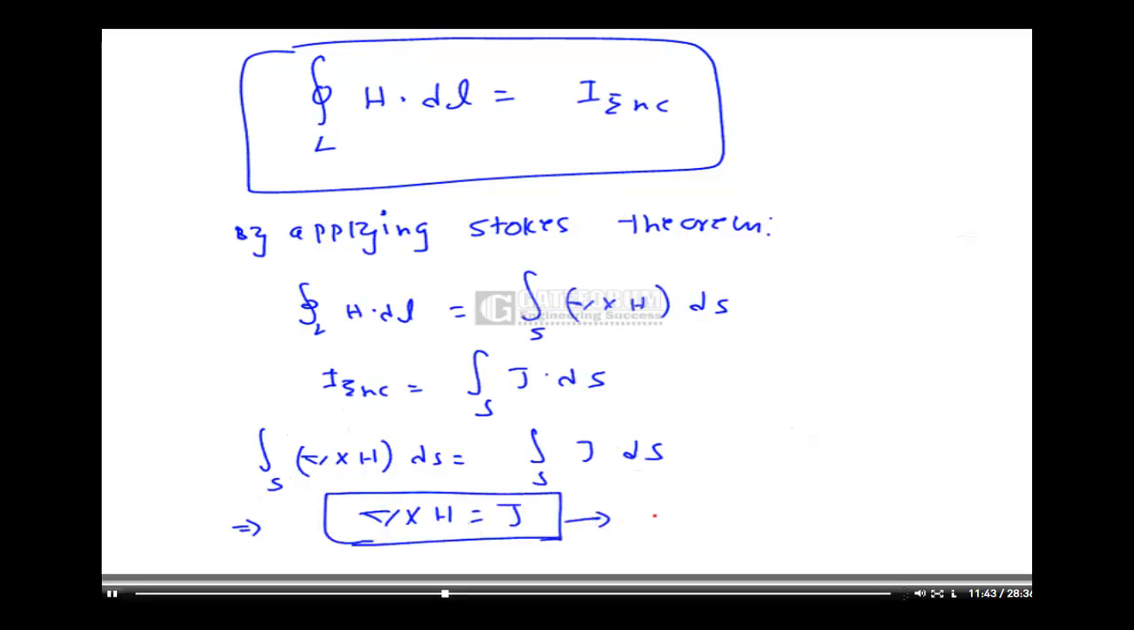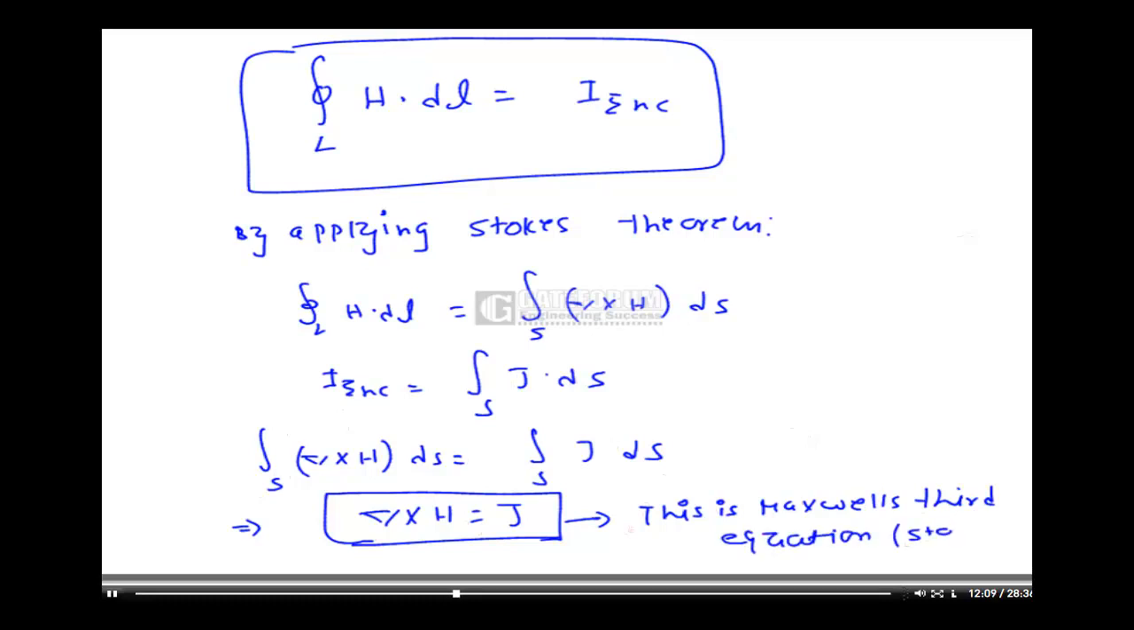So this is called del cross H. What is the meaning of curl? Curl is nothing but circulation. The circulation of the magnetic field is nothing but current density. So this is Maxwell's third equation.